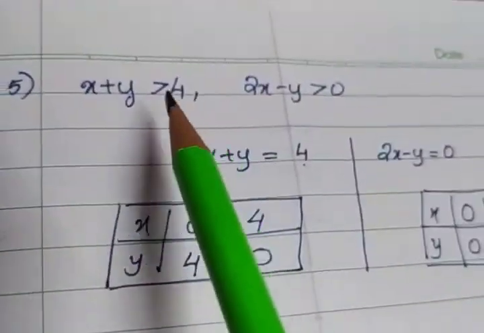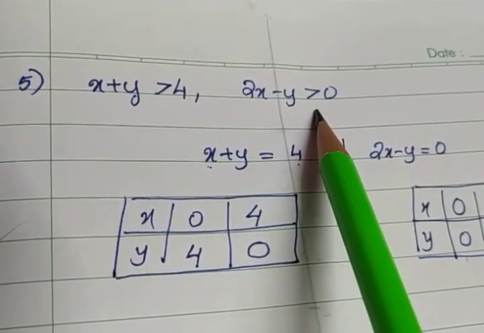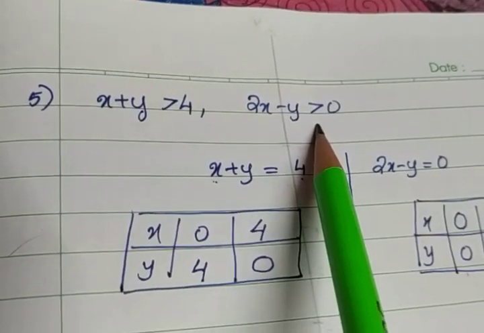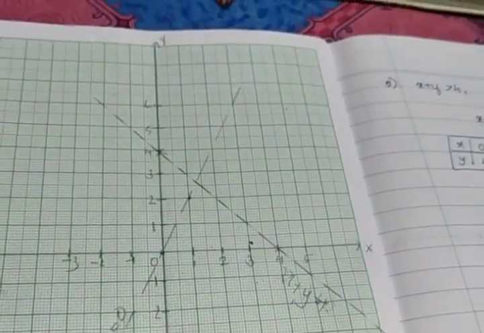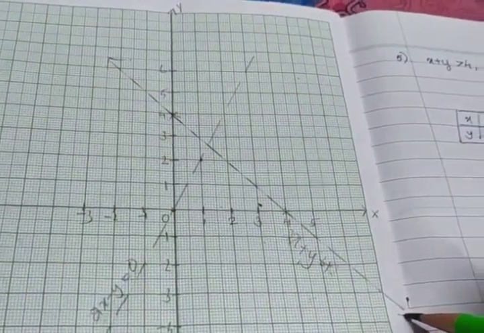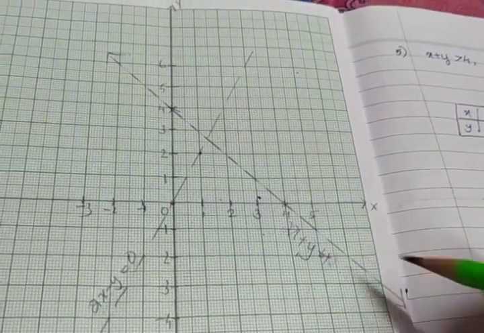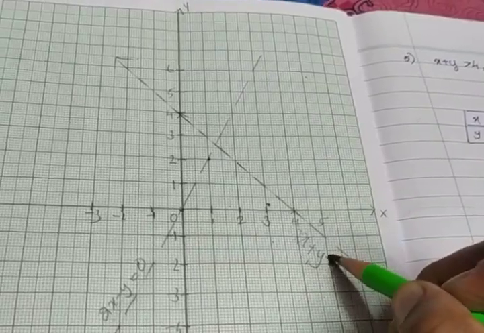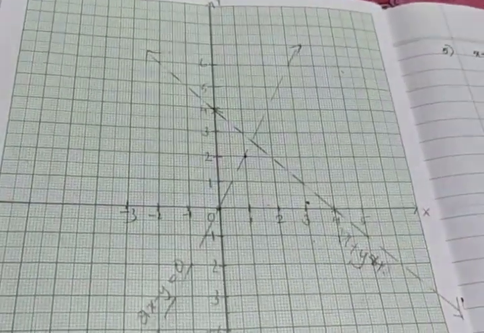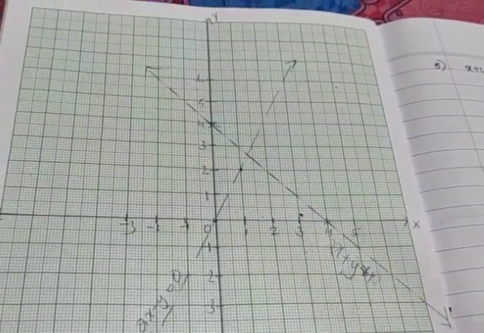But in the equation, it is just a greater than. So we have to join the points using a dotted line. Okay. So these are the 2 lines. The line corresponding to x plus y equal to 4 is this one, and the line corresponding to 2x minus y equal to 0 is this line. So we have to find the common region for these 2 lines.